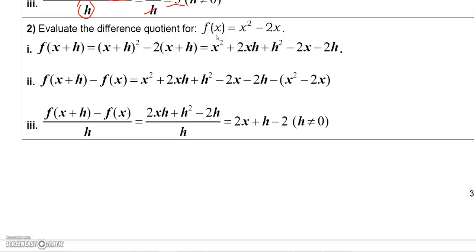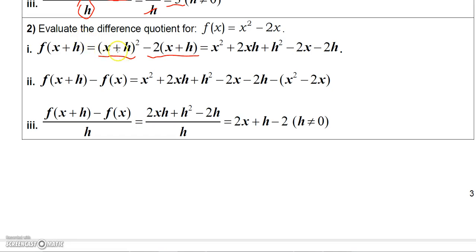Now on this one I'm giving you a quadratic function, x squared minus 2x. So I'll proceed the same way as I did before. I'll evaluate that function at x plus h. So instead of x squared, I'll have x plus h quantity squared. And instead of minus 2x, I'll have minus 2 times the quantity x plus h. And I'll go ahead and simplify this.